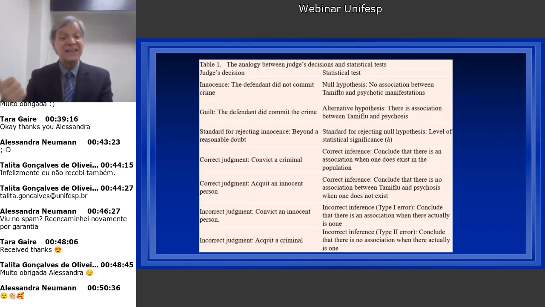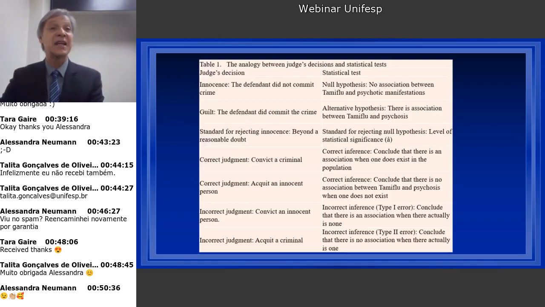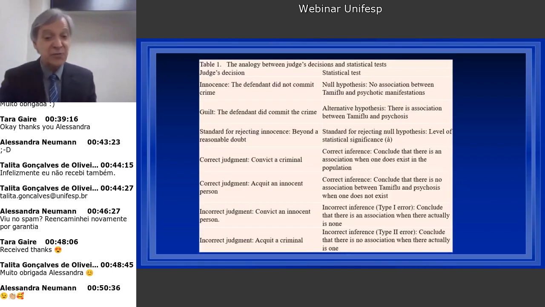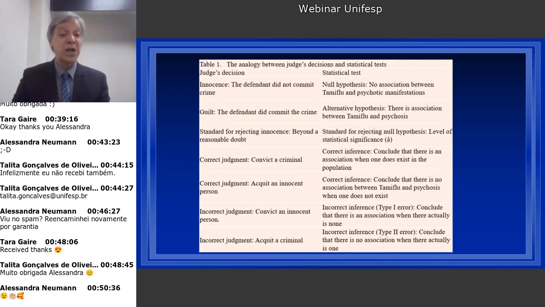On this side, levels of statistical significance. That's my type 1 error, alpha. Okay? Correct judgment: convict the criminal. Correct inference: conclude that there is an association when one does actually exist in the population. I will never know that, and the jury never knows that too. So statistics is very similar to a jury.